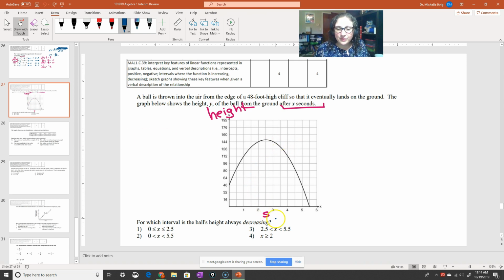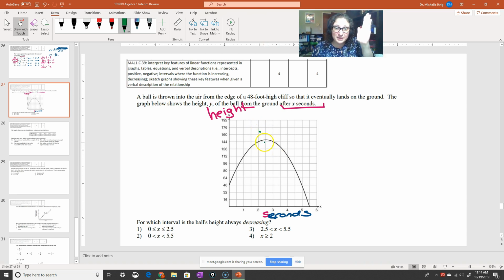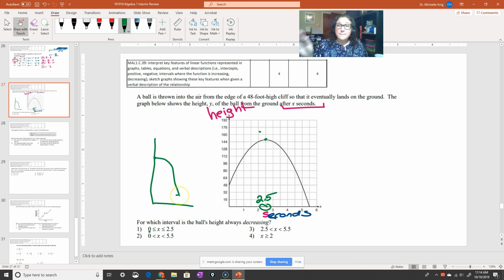Again, here we know that height was here. This is our seconds. It wants to know at what point is it decreasing. So I look at my graph and I think, okay, if the height is going up and down, it starts decreasing right here, which matches to 2.5. So I know 2.5 is my main number. So this says it starts decreasing at 0. If it started decreasing at 0, that means it would start here and it would already have gone down. But the ball starts by going up and then it goes down.